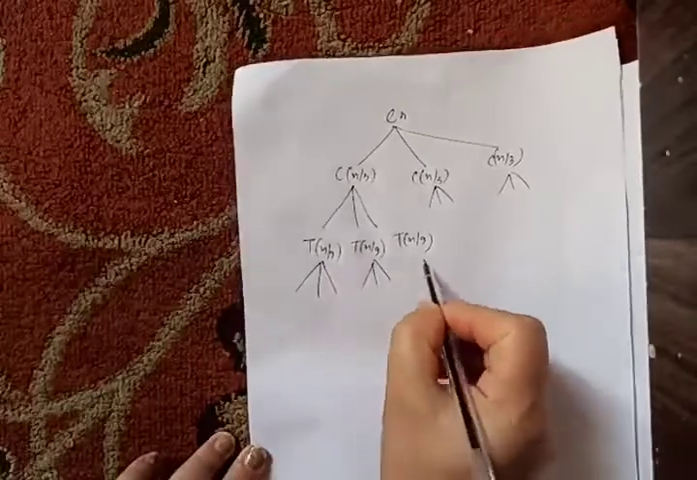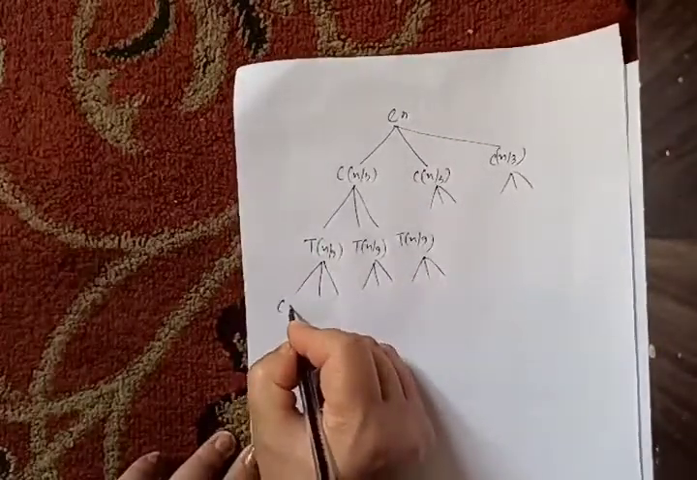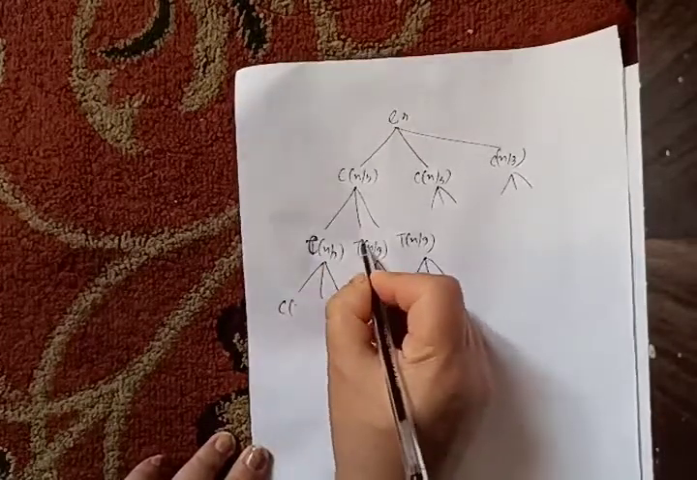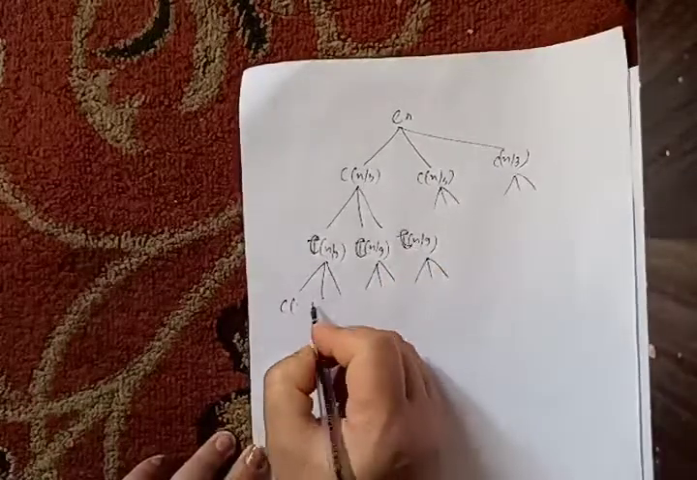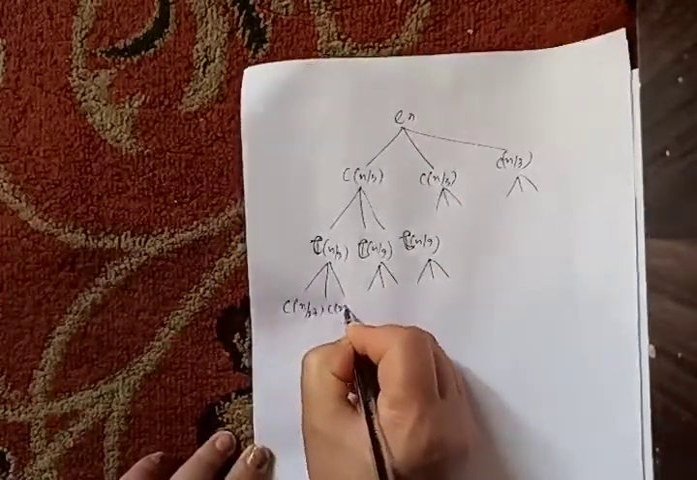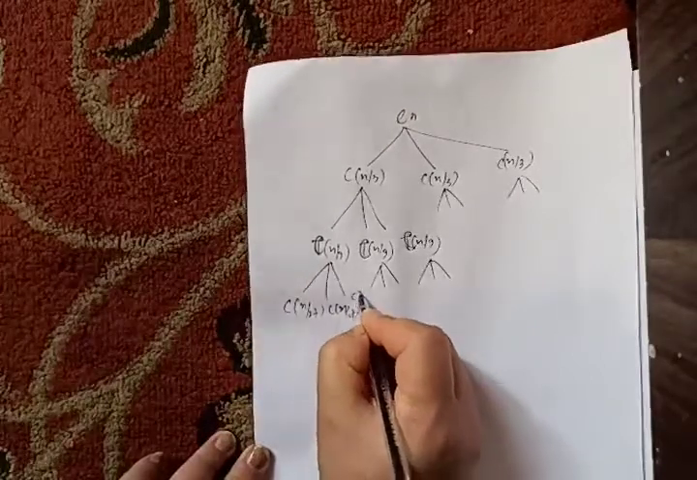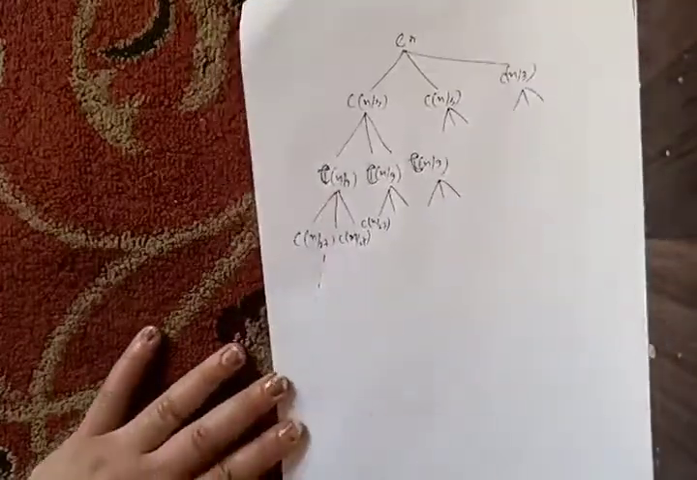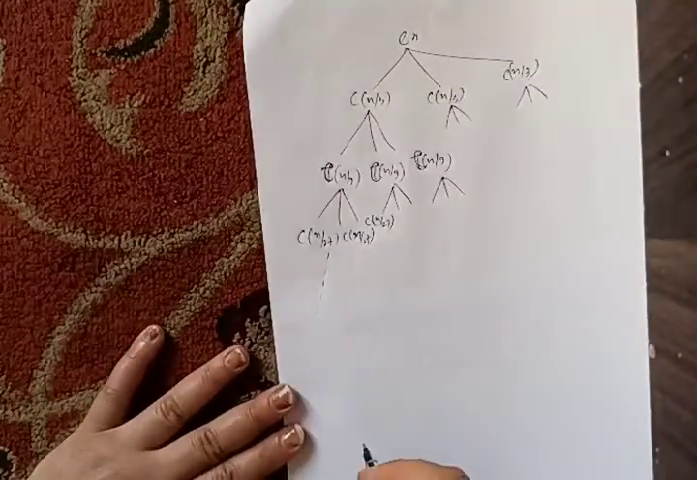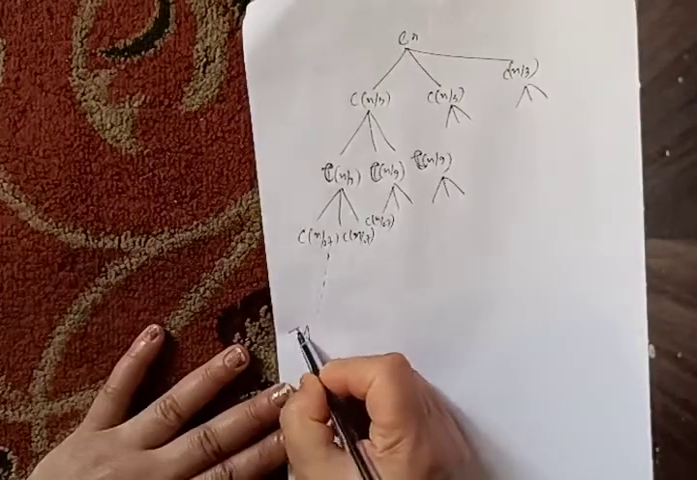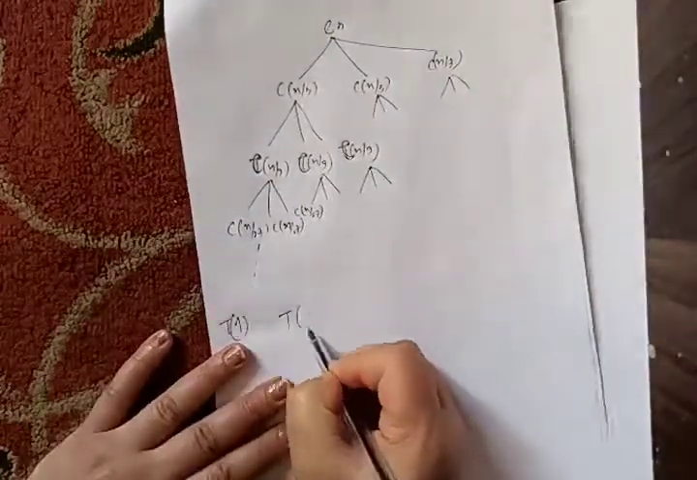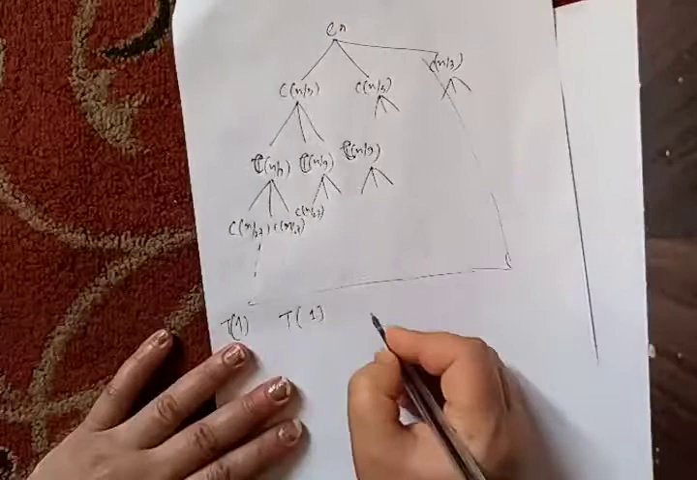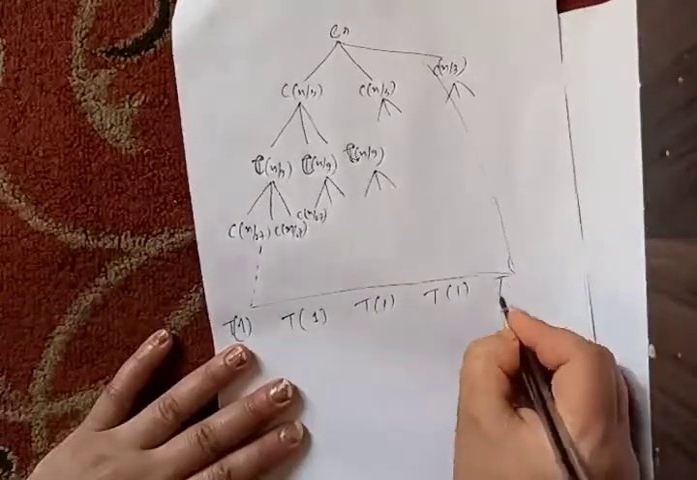Then this would have their own 3 children, like C. Instead of T this will be C because we are to replace it. Then we have C n by 27, C n by 27, C n by 27, and so on. We have to keep reducing this recurrence by using the recursion trees till we get the subproblem of size 1 at each level.